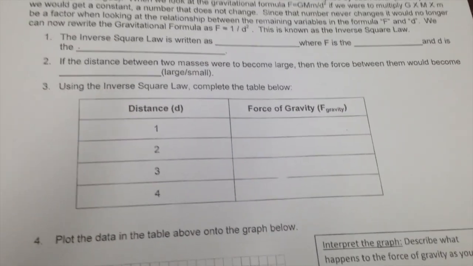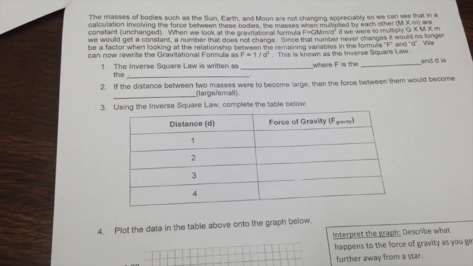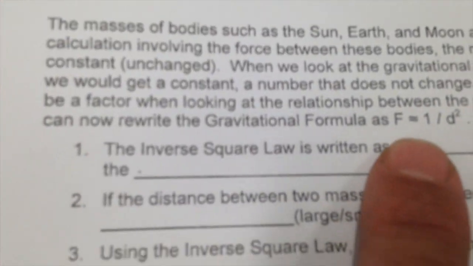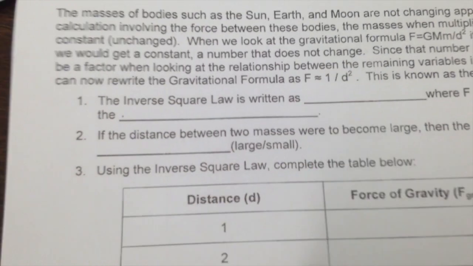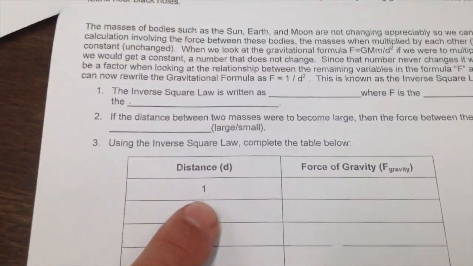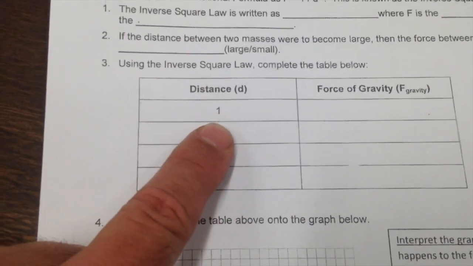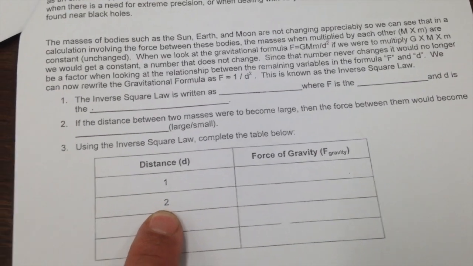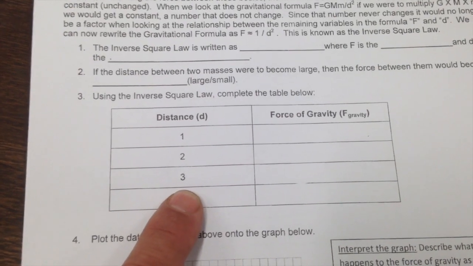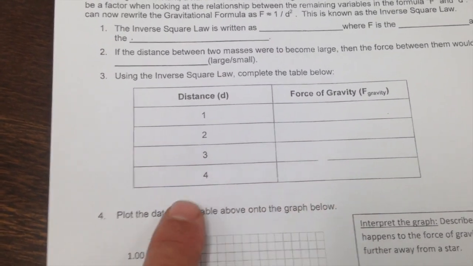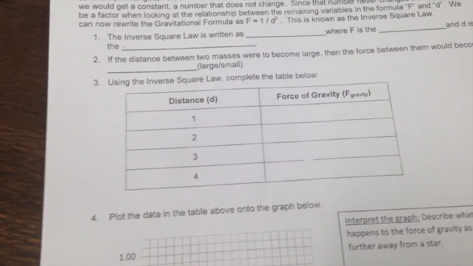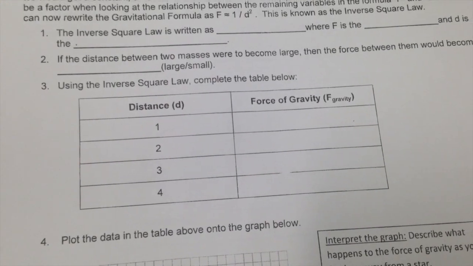Okay, so now we're looking at number 3, and it says, using the inverse square law, complete the table below. All you're doing is you're taking F equals 1 divided by d squared, and you're just putting in different d's. So F equals 1 divided by 1 squared. Well, what's that going to be? F equals 1 divided by 2 squared. Well, what's that going to be? F equals 1 divided by 3 squared. Well, what's that going to be? And F equals 1 divided by 4 squared. What's that going to be? Okay, crunch those numbers, and then we'll go over them together.